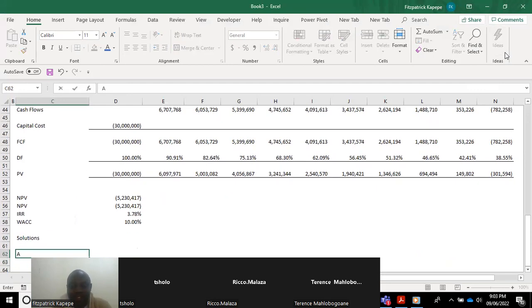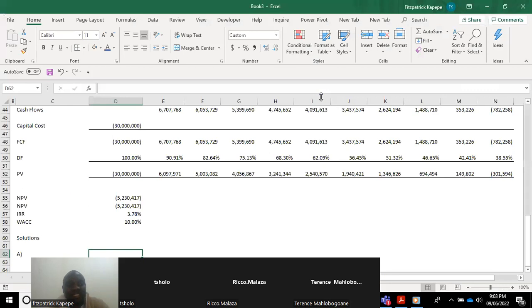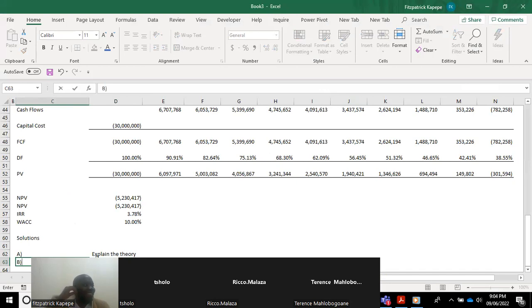You start with A. They're asking you only DPT. You explain what it is, those things that were explained, the theory. You explain the theory. Then B.